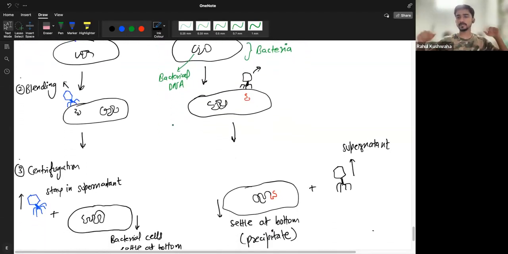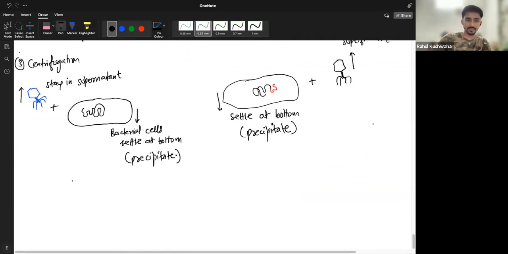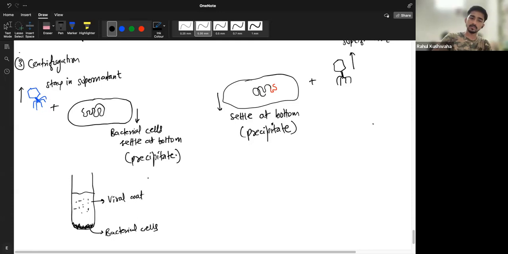Now infection will happen, then we will separate the two things by blending, and then we will centrifuge. And in the centrifuge, what will happen? In this tube, what will settle at the bottom will be the bacteria, right? Bacterial cells. And what will stay in the liquid will be the viral particles, right? This is called the supernatant. And this at the bottom is called the sediment or precipitate.